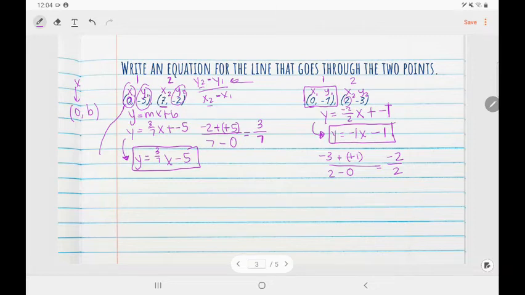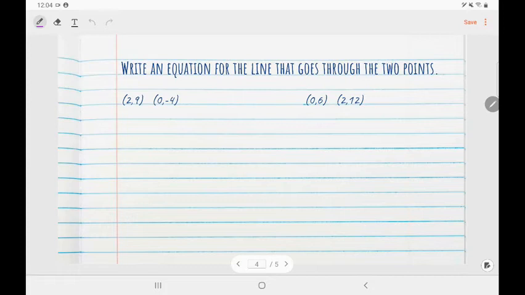We're going to do one more example of ordered pairs. So we're going to do this first example. So very first step, y equals something x plus my y-intercept. Let's find our slope. Remember, here's my formula so that we can keep referring to it.